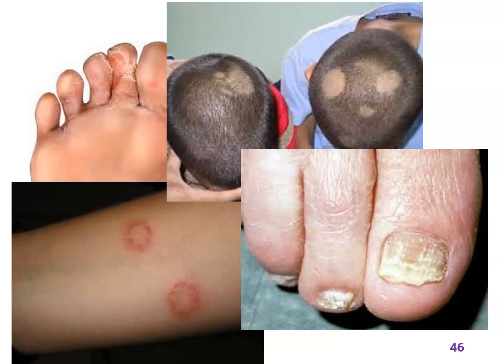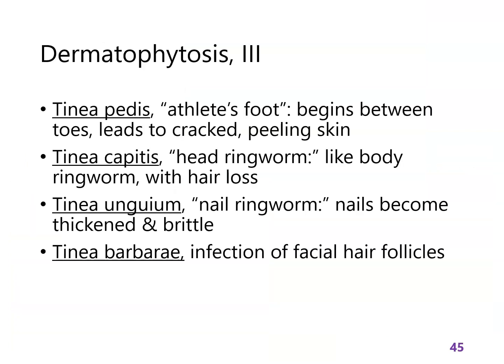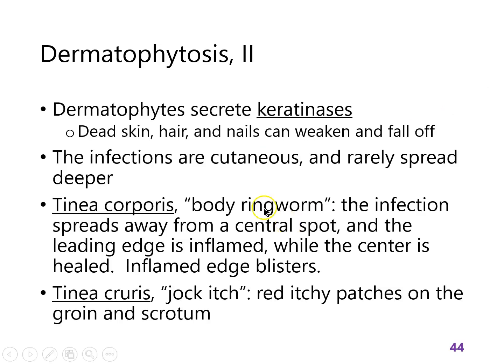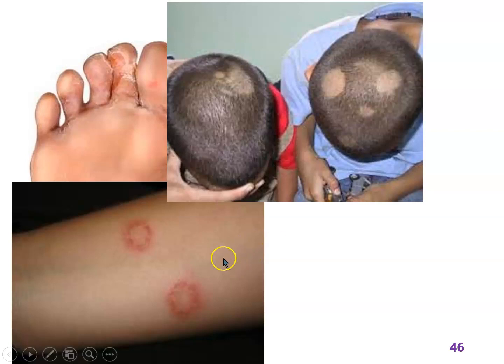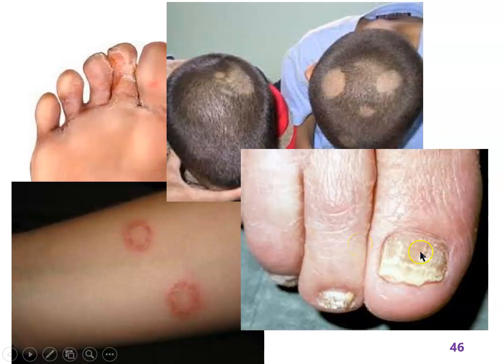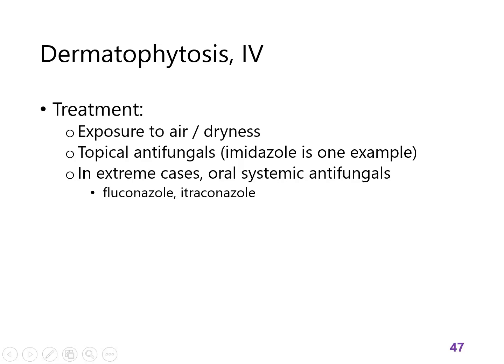The one thing I will point out is that ringworm, head ringworm, nail ringworm, and body ringworm on the previous slide, there are no worms involved. It's fungus. But ring comes from the fact that you would see an expanding patch of inflamed tissue. And then this is where they're infecting the nail, and they're causing the nail to be yellowed and brittle. So how do we treat them?